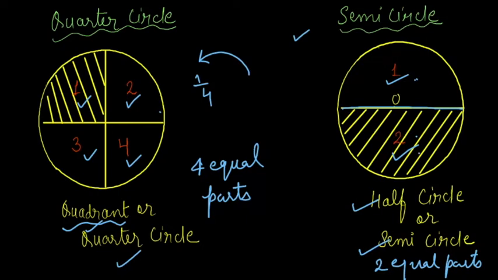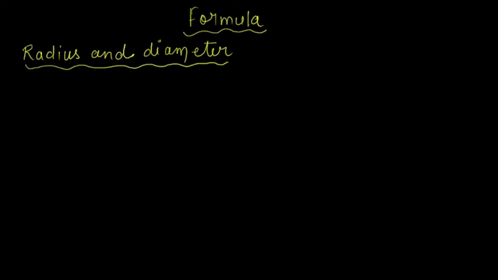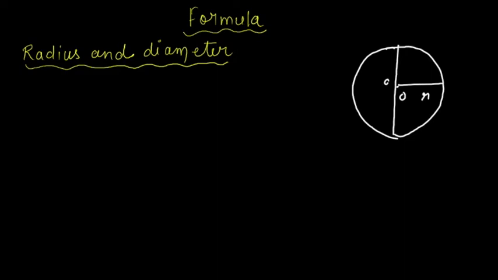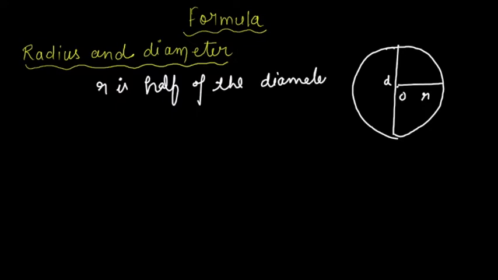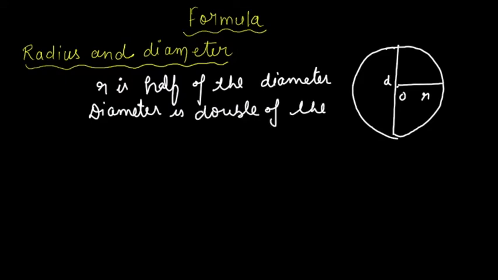Now we will see the most important portion about the circle, which is the formulas of the circle. From a mathematical point of view, this is a very important topic. So if I draw a circle here, a rough figure I am just taking, suppose this is the center, this is your radius and this is your diameter. So we have understood that radius is half of the diameter, or in other words, diameter is double of the radius.